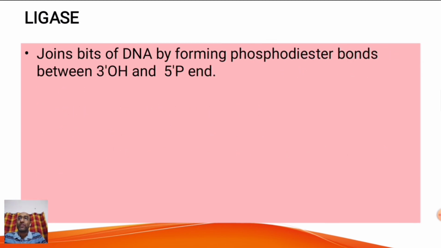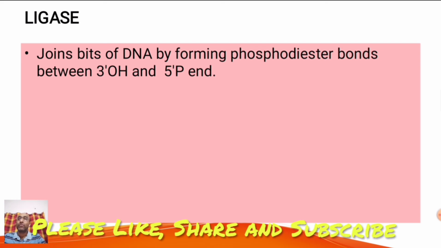Next, the ligase enzyme. It joins bits of DNA by forming phosphodiester bonds between the 3'-OH and 5'-P ends. You will come to know what these bits of DNA are and why they are formed. Remember that whenever bits of DNA are formed, they are joined to form a complete DNA strand through ligase, by means of a phosphodiester bond between the 3'-OH and 5'-P ends. Got it?